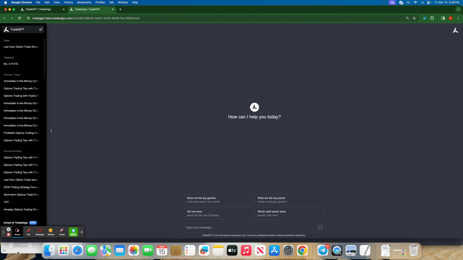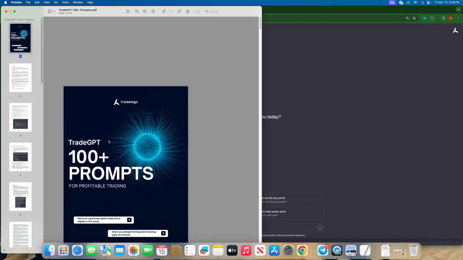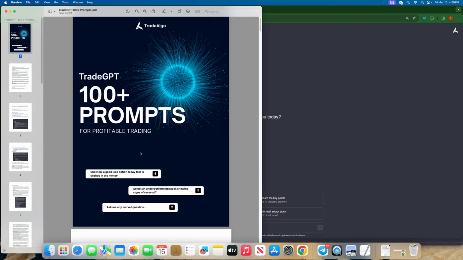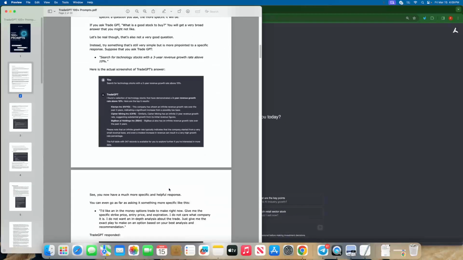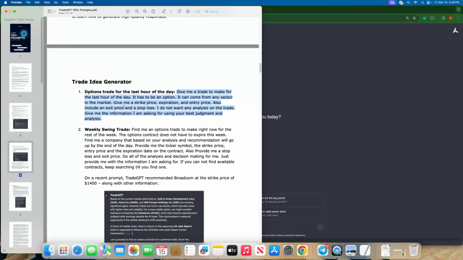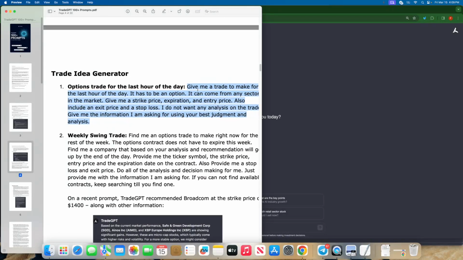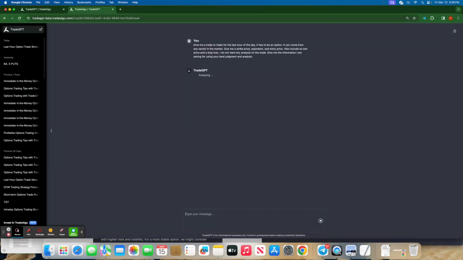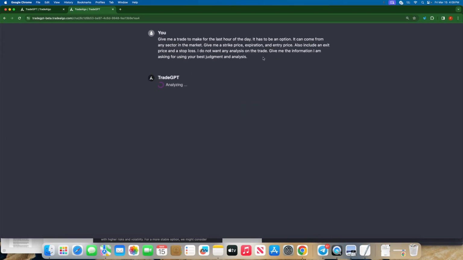So what I'm going to do every single day is I'll pull up my trusty prompt pack book that I have here from TradeAlgo. I have 100 plus prompts for TradeGPT. What I did here today for the last hour of the day is I went and entered my options trade for the last hour of the day prompt. I went and copied this and I put this in here. So this was just a little bit ago when I went and made this trade.